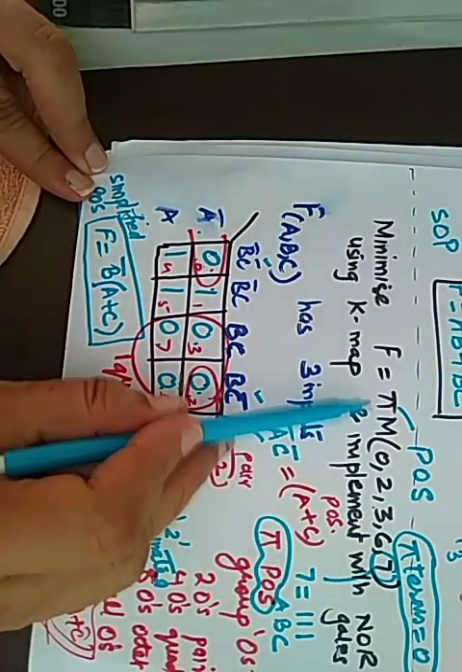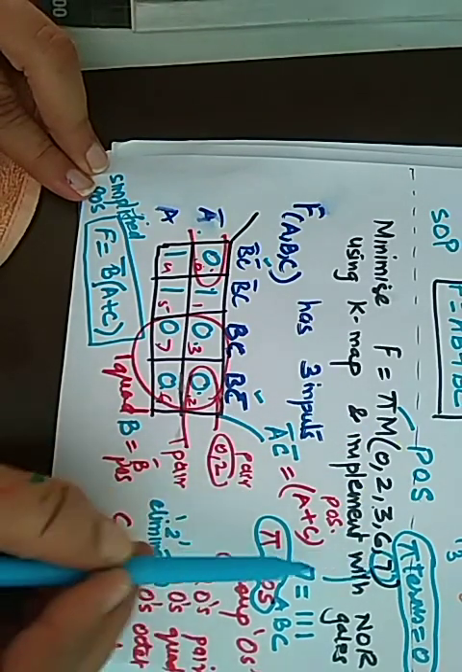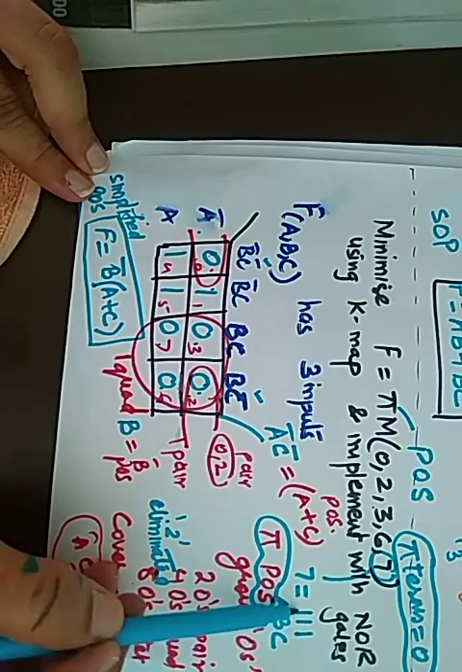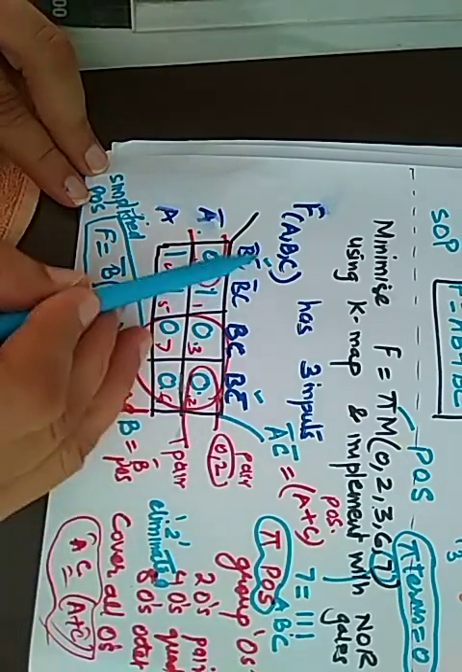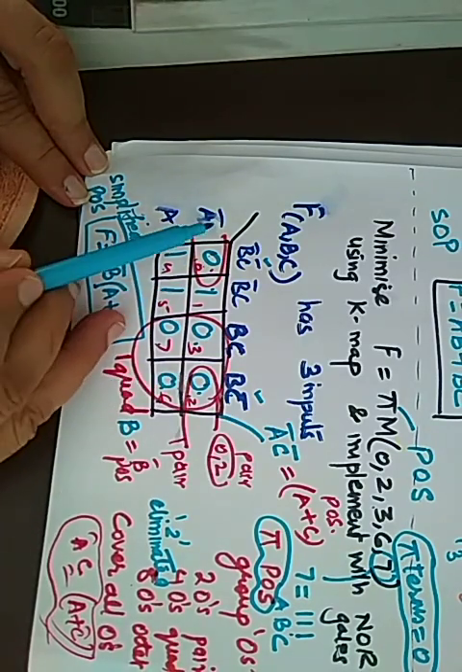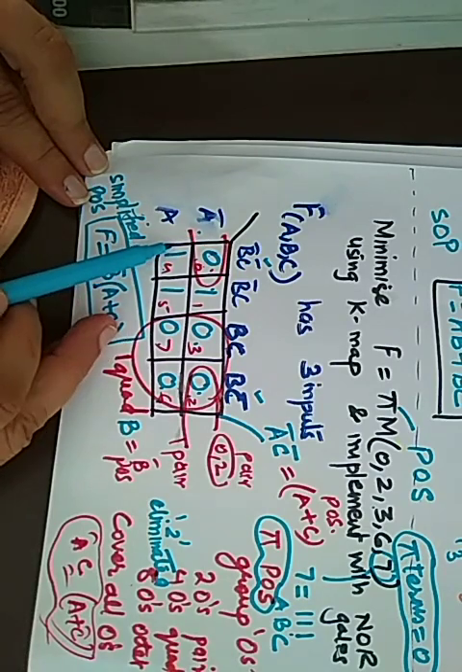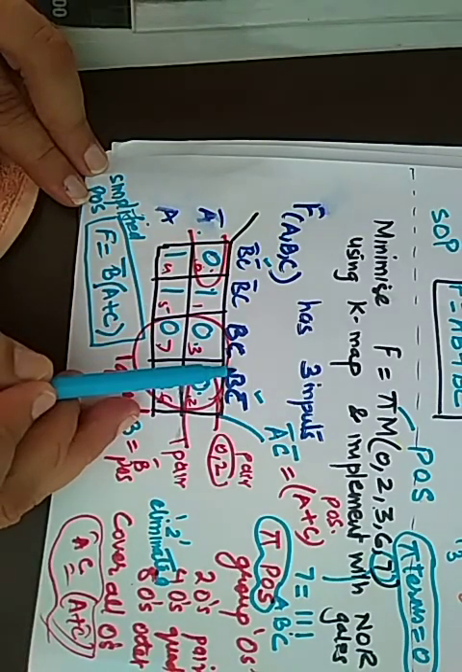Let us just revise what we did. Given function was pi m 0, 2, 3, 6, 7. 7 told us that 3 variables are required. So you draw a 3 variable K-map, number it properly, label it properly. Keeping in mind A over here, BC on this side.